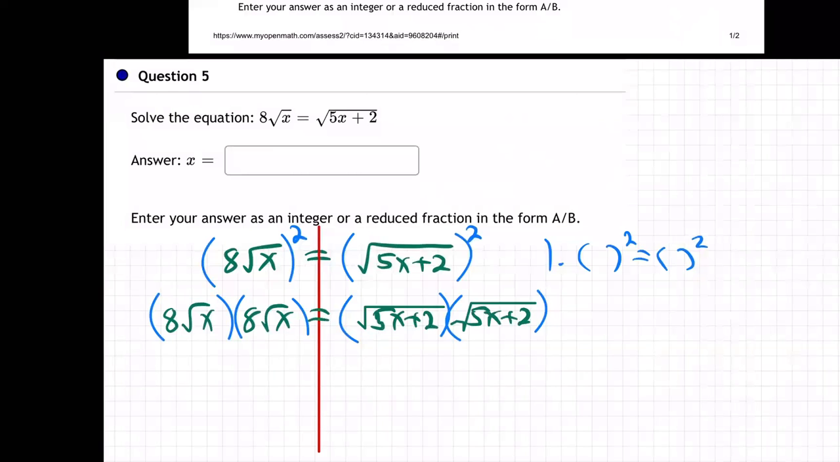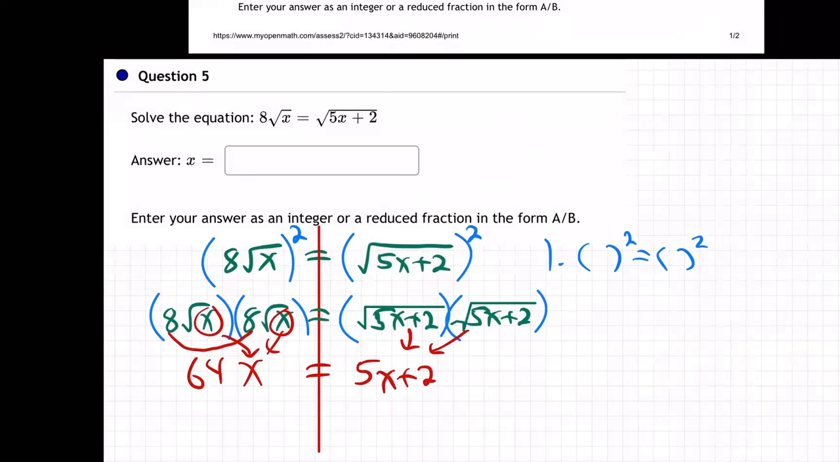Okay, now how does that work? Well, over here, 8 times 8 is 64. And root x is 1 plain x, no longer in a root. Do you see what happened there? That's the same thing that happens over here, where we just get 1 plain 5x plus 2 out of the root. So let me pause and explain that.